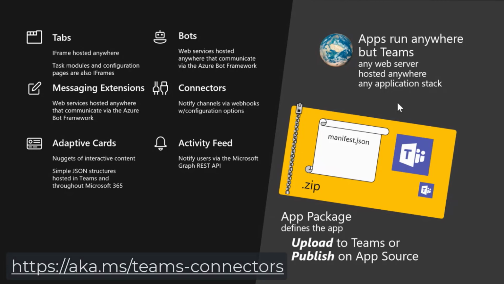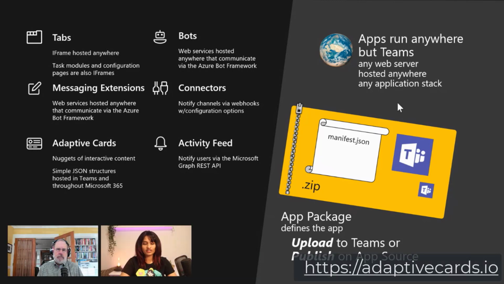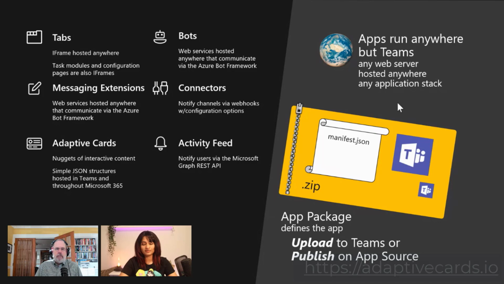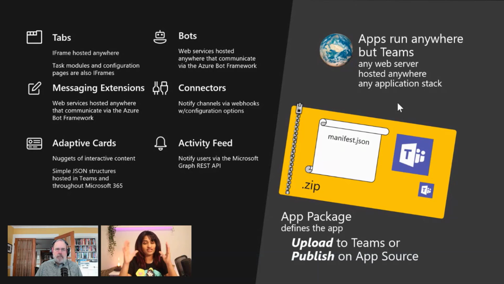Connectors, notifying channels. If you already have webhooks that you've developed, you could easily make a connector out of it. Adaptive cards, like Bob mentioned earlier, are just interactive cards or rich UI that you can put into a Teams application. It's just a simple JSON file. An activity feed. I think this one also we showed earlier. Bob showed in the demo, where you could see all your notifications that you need to get on top. So you could also program and develop stuff that could invoke a notification there in the activity feed. These are the things that you can develop right now.